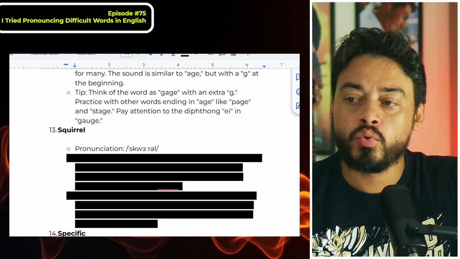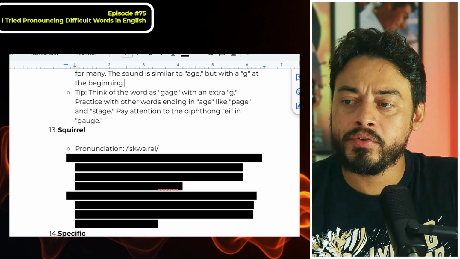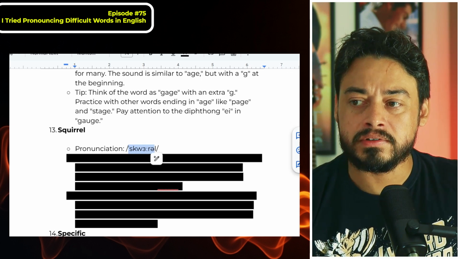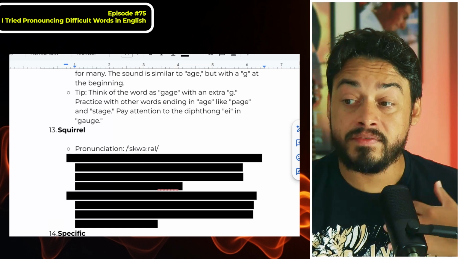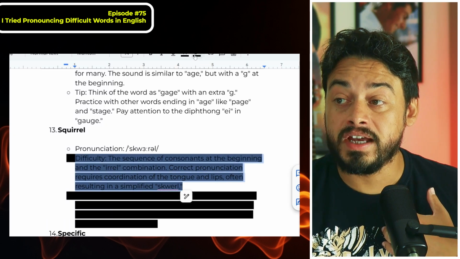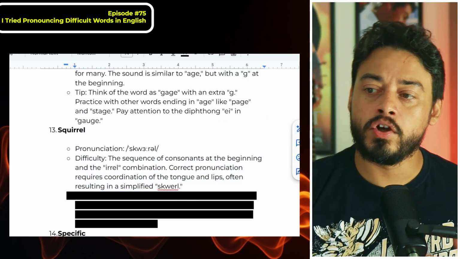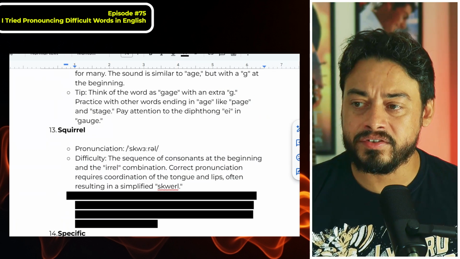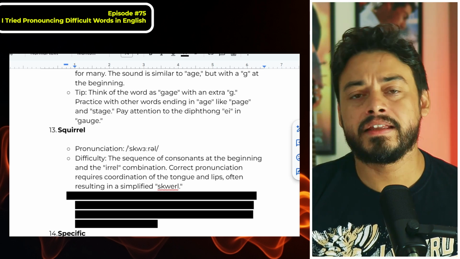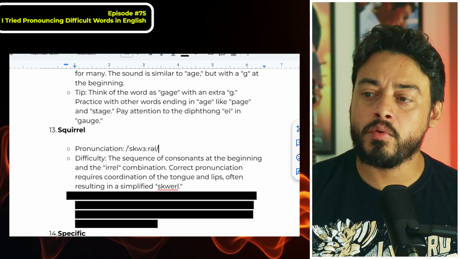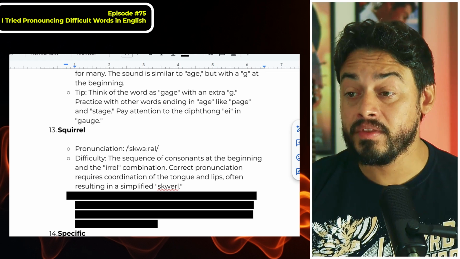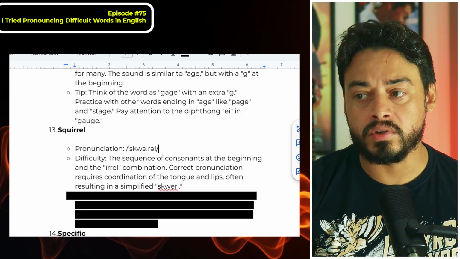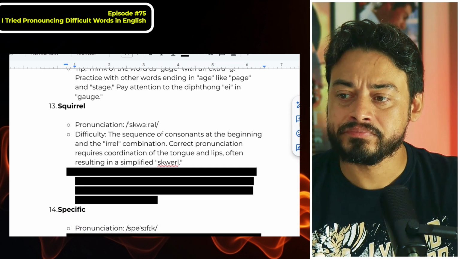Then we have the word squirrel, the animal, also quite tricky. As you can see here, squirrel, squirrel. You see, even I get a little bit tongue-tied sometimes, because it's kind of tricky. Look, the sequence of consonants here at the beginning and the ending of this word can be tricky. Correct pronunciation requires coordination of the tongue and lips, often resulting in a simplified squirrel. All right?